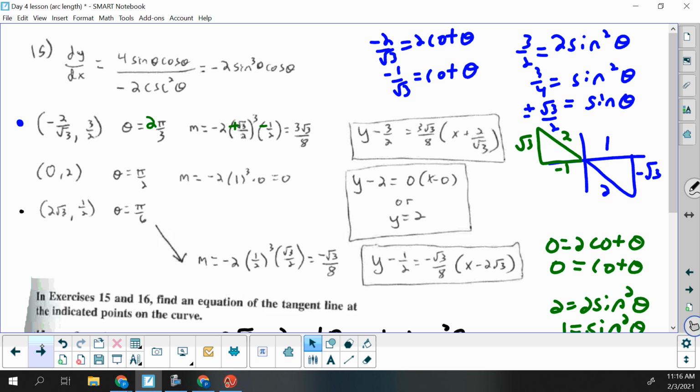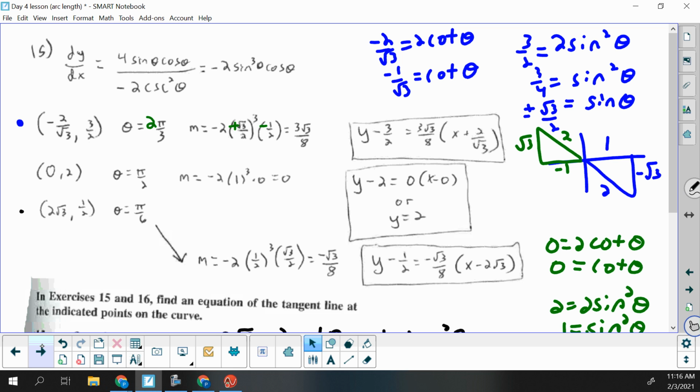All right, 15 was really hard. So start out, do your dy over dt over dx over dt. You can neaten that up to be negative 2 sine cubed times cos theta. So a tricky thing was finding what value of theta do we have for that point. So in that first one, that's the blue that I have there. So I took the minus 2 over radical 3, set it equal to 2 cotangent theta. Divide by 2, you get negative 1 over radical 3. Do the same thing for the sine with the y, and you get plus and minus radical 3 over 2.